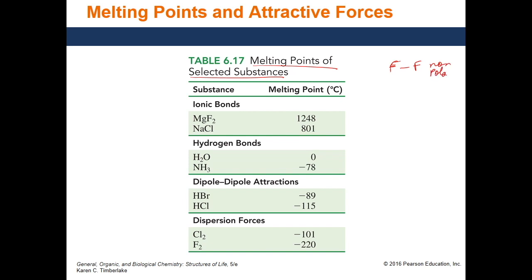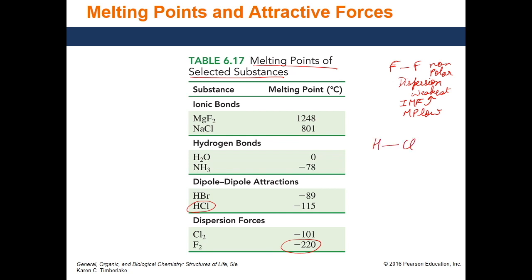If it is a non-polar molecule, the only force of attraction it will have is dispersion, because dispersion force is present within all molecules. But dispersion force is the weakest of them all, which means the IMF is weak, which means the melting point will also be low. So you can see the melting point of fluorine is -220°C.